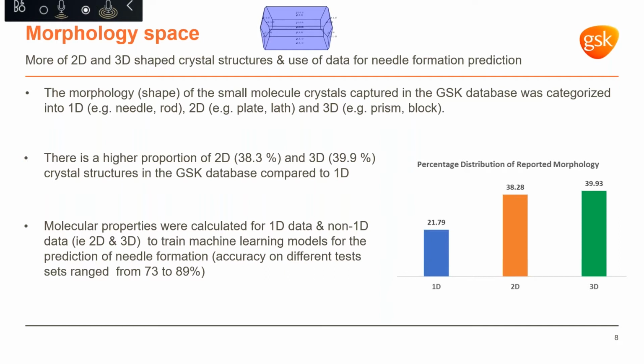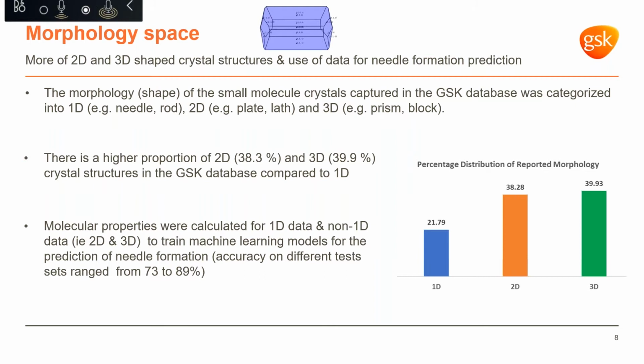It was found that in the GSK database, there is a higher proportion of 2D and 3D crystals with 38 and 39.9% respectively, as compared to 1D crystals, which constitute 21.8% of the GSK database. Why do we have fewer 1D crystals? This could be partly attributed to the fact that from an experimental point of view, they are generally harder to collect.